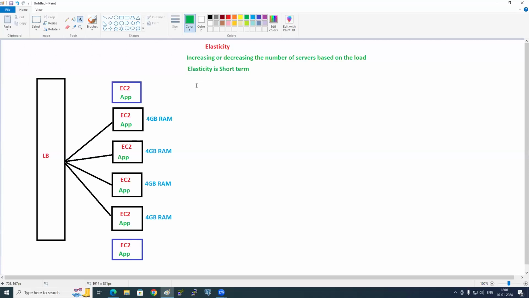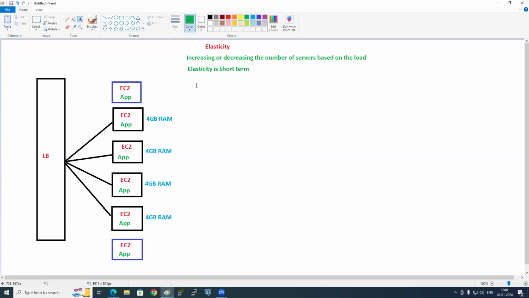So we understood elasticity. What is elasticity? Increasing or decreasing the number of servers based on the load. And how do you do this in AWS? Elasticity is a general term. There is a feature called auto scaling. Will the number of servers be increased automatically or manually? Automatically. For that reason, in AWS, there is a feature called auto scaling.